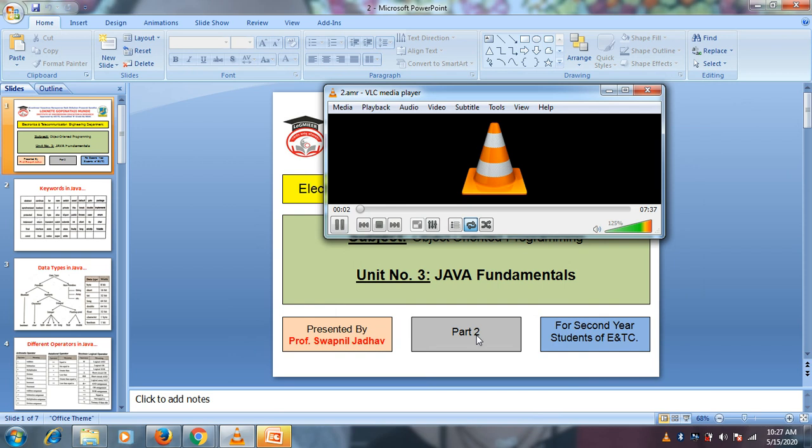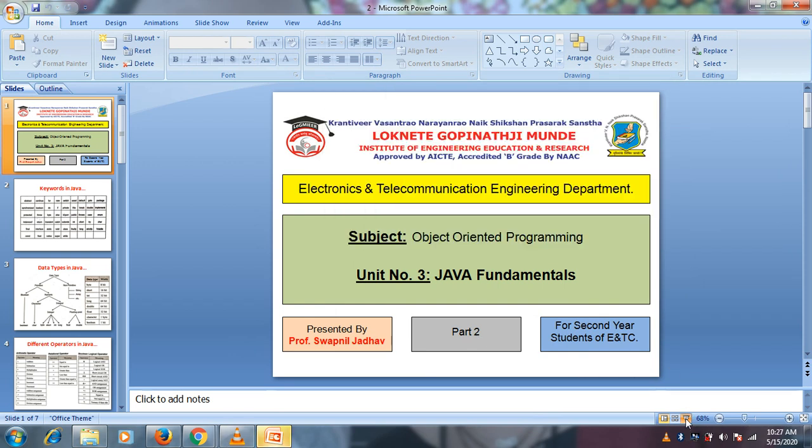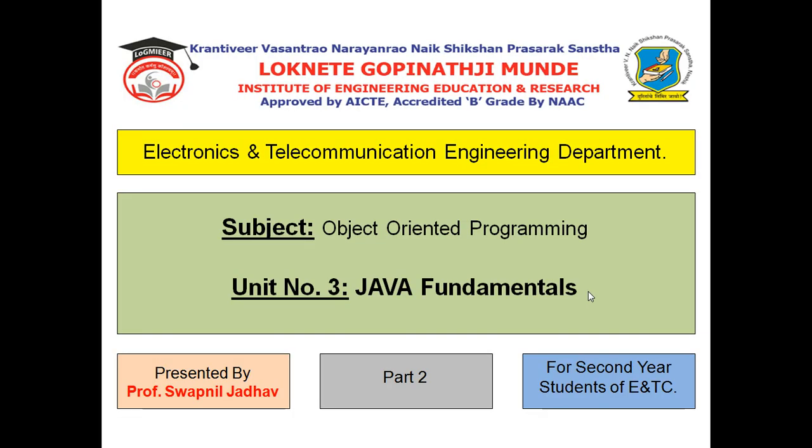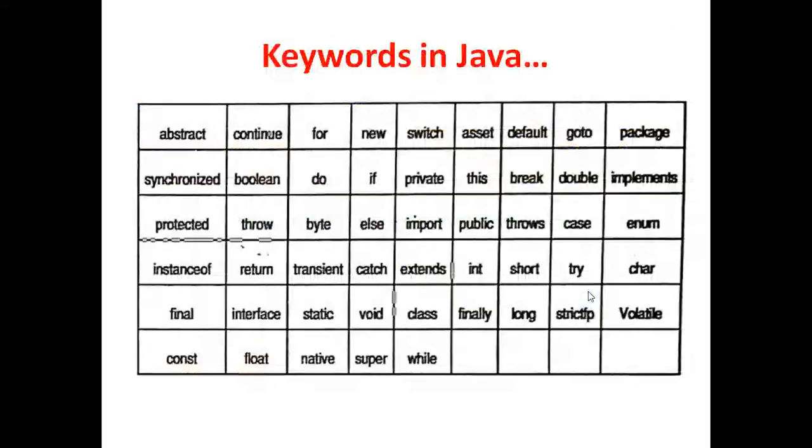Unit number 3, that is Java Fundamentals of Object-Oriented Programming, Part 2. In this part, we are going to see some more details of Java programming. First of all, we'll see different keywords used in Java. Here is a list of different keywords used in Java, that is abstract, continue, for, new, switch, default, etc.